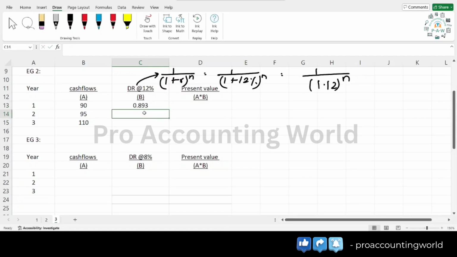For the second year you will just simply press equal to. So if you see it is 0.79719. We'll stop our calculation at the end of the third decimal. You can see the fourth decimal is 1, which is less than 5. So we'll keep the answer as 0.797.